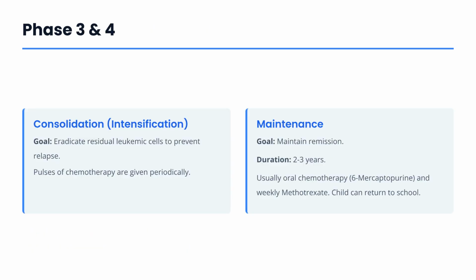Phase 3, consolidation, aims to eradicate residual cells and prevent relapse using periodic chemotherapy pulses. Phase 4, maintenance, maintains remission for 2 to 3 years, often using oral chemotherapy, allowing the child to return to school.